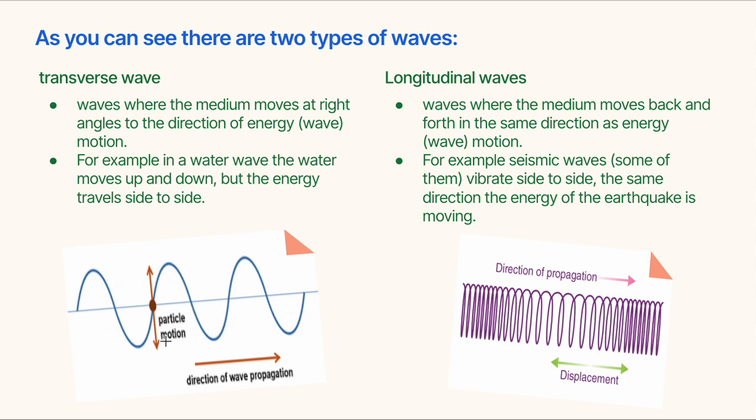This is a wave where the medium moves at right angles to the direction of the energy movement or the wave movement. So notice here that the particle is moving up and then back down, but the energy is going side to side. So you'll notice how those form a right angle. So the example they give here is that in water, the water moves up and down, but the energy is traveling side to side. And interestingly enough, the water isn't moving with the energy. Waves don't move the matter, they just move through the matter.